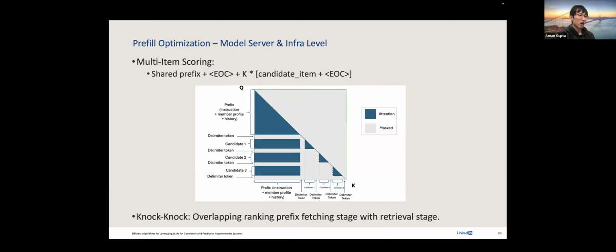Another strategy, which we call knock-knock, overlaps the prefill compute of the user prefix features. We can overlap the ranking prefill compute with the retrieval stage, so that we can directly leverage the KV cache we got from the prefill stage in the second ranking stage, when we get the real items we want to score.